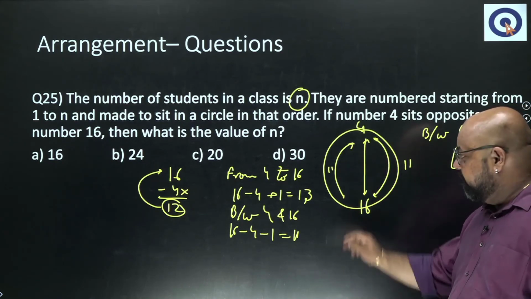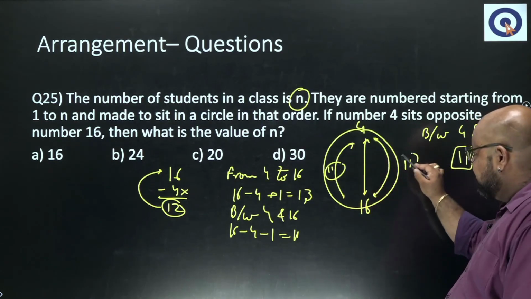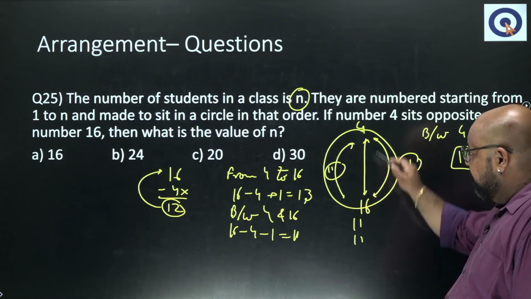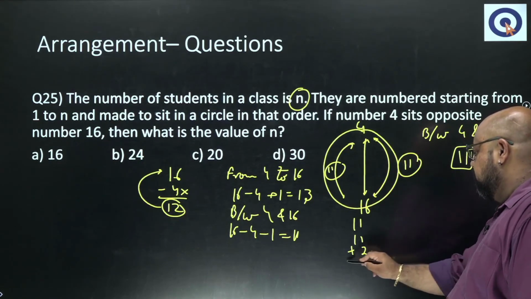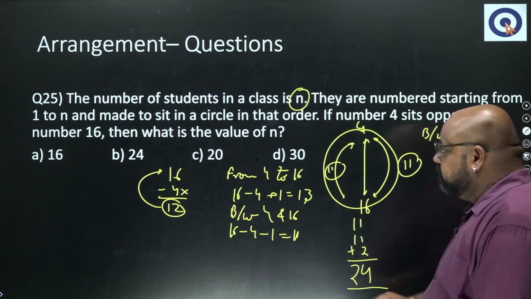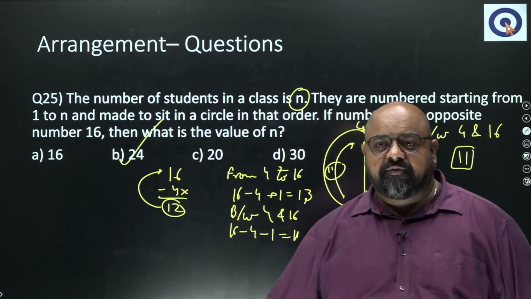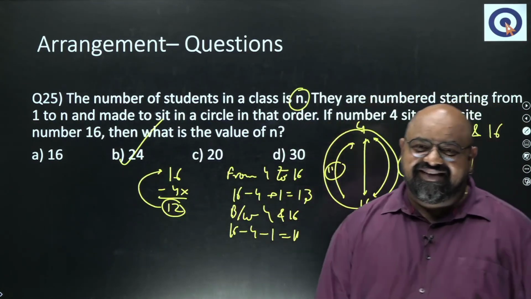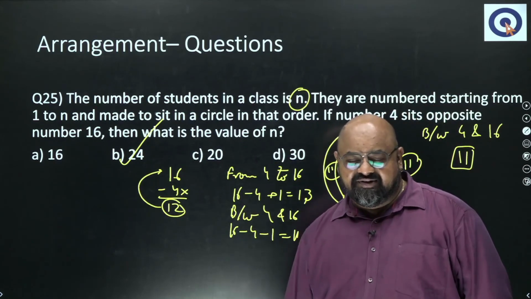So what is the total number of people? 11 plus 11 plus these two people. So a total of 24. Right? So that is all for this one.